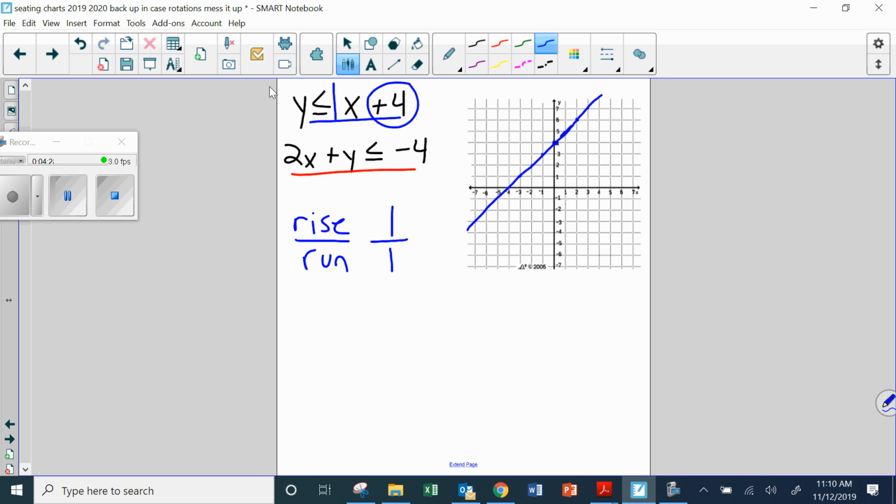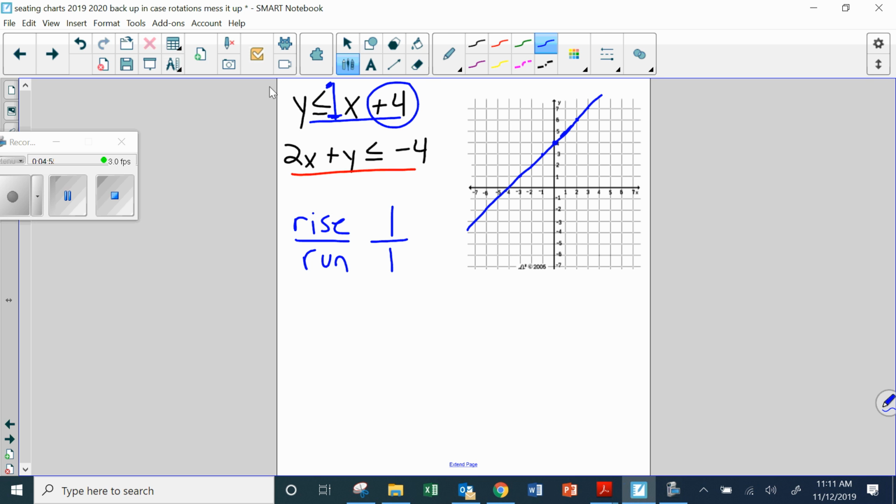The next thing I need to check is whether that line is going to stay a solid line or become a dotted line. The way I check that is I look at the inequality sign. It says y is less than or equal to x plus 4, or 1x plus 4 technically, the way I have it written down. Well, that is less than or equal to.